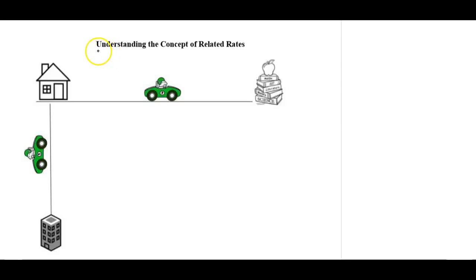Alright, so before we look at some detailed examples, I want to try to help you understand the concept of related rates. So let's imagine this is your house, and this is where you and your parents leave from in the morning. And let's imagine you leave at the exact same time. So this is your starting location. You are here at time 0.